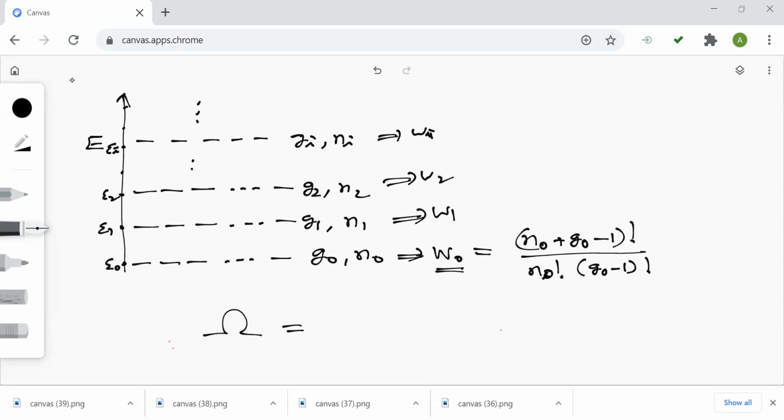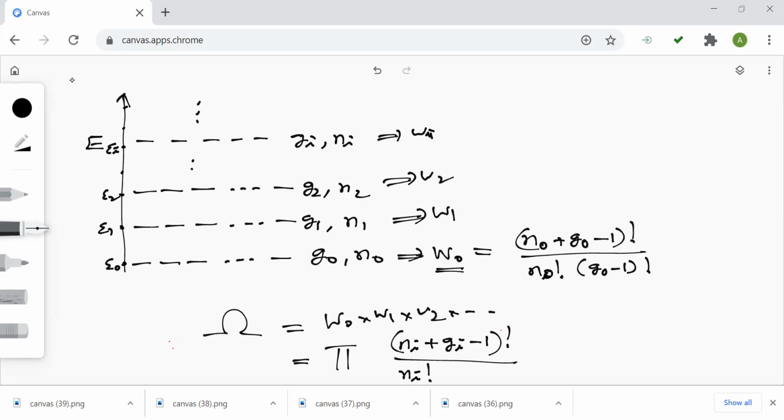So what is the total thermodynamic probability? The total thermodynamic probability is nothing but the product of all these, that is W0, W1, W2, you have to multiply everything. Simply, we can represent the multiplication as pi of (Ni plus Gi minus 1) factorial divided by Ni factorial into (Gi minus 1) factorial. This is the thermodynamic probability formula for Bose-Einstein statistics. Take down the thermodynamic probability formula for Bose-Einstein statistics.